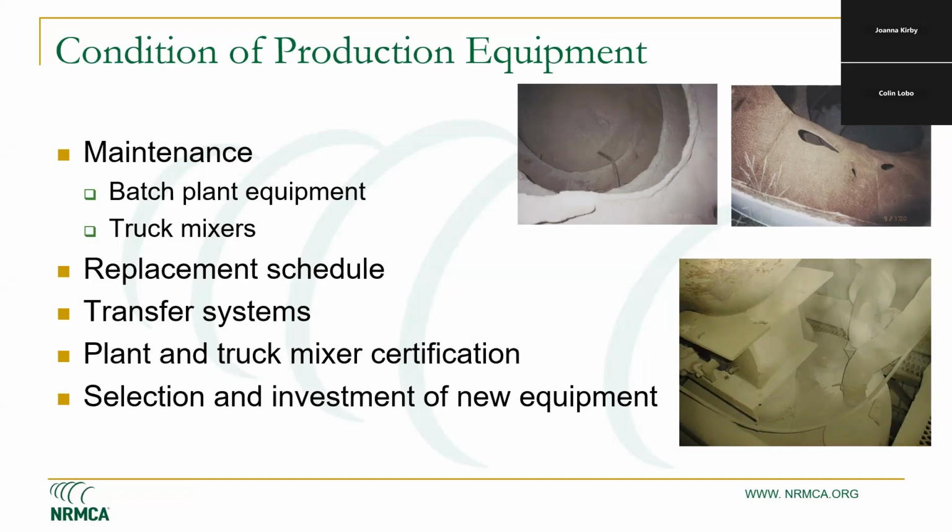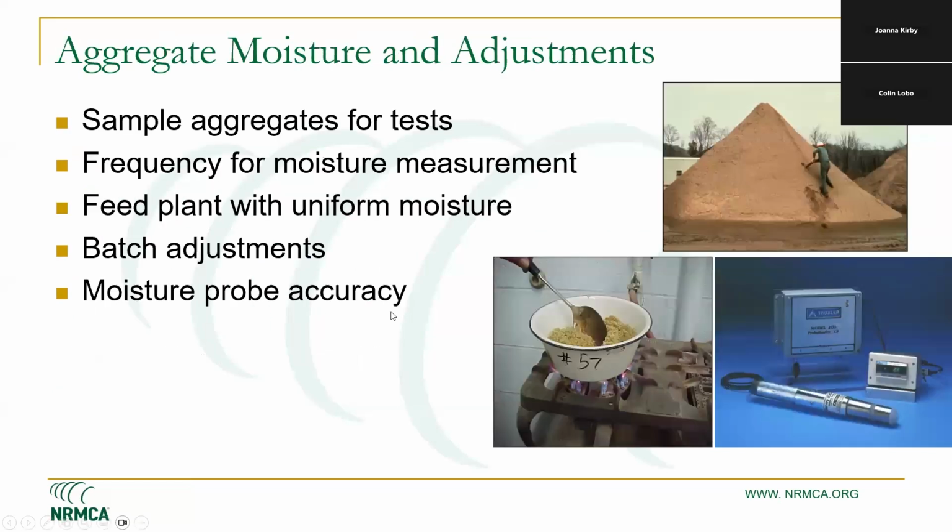NRMCA manages a plant and truck certification program that verifies and checks various aspects of your quality system as it relates to the production process. You might be aware of these processes, but it looks at the storage of materials, the accuracy of scales, the batching accuracy, your ticketing system, your central mix system, and the condition of your truck mixers. It also looks at selection and investment of new equipment and processes that can improve your quality.